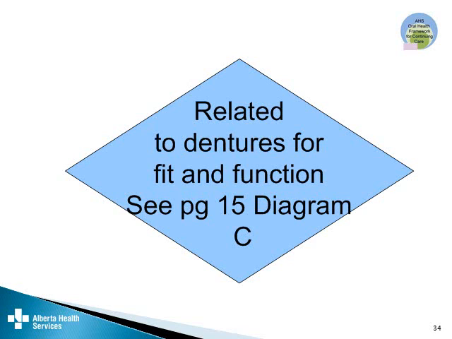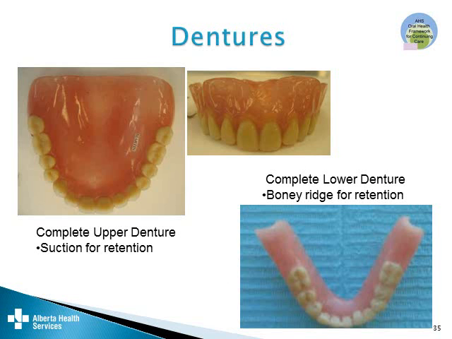Next, we will look at issues related to dentures, fit, and function. Please refer to page 15, diagram C of your handout. Let us briefly review the types of dentures and their function. In this slide, we see complete dentures. They are used when all the teeth have been extracted in the upper or lower arch. Complete upper dentures are kept in place or retained by suction between the denture and the roof of the mouth.